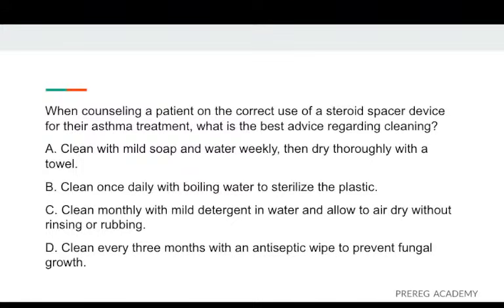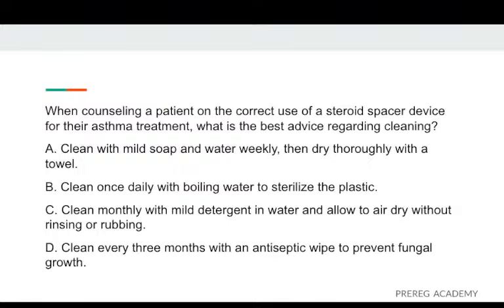So how should metered dose inhalers be used? Should patients inhale quickly and deeply or slowly and deeply? Now I'm talking about metered dose inhalers. Is it slowly or is it fast? So it's slowly, okay? Patients should inhale slowly.